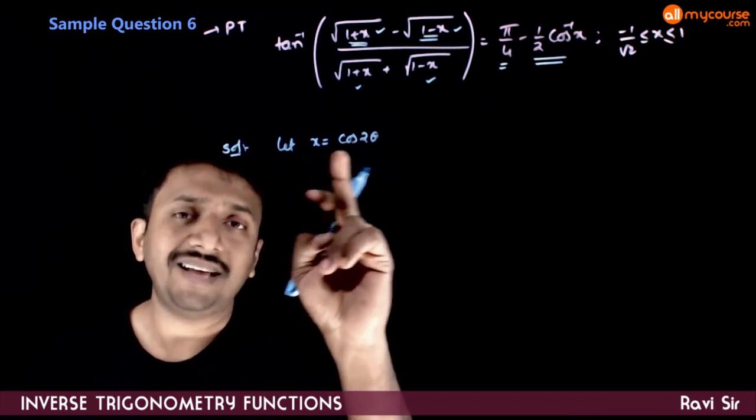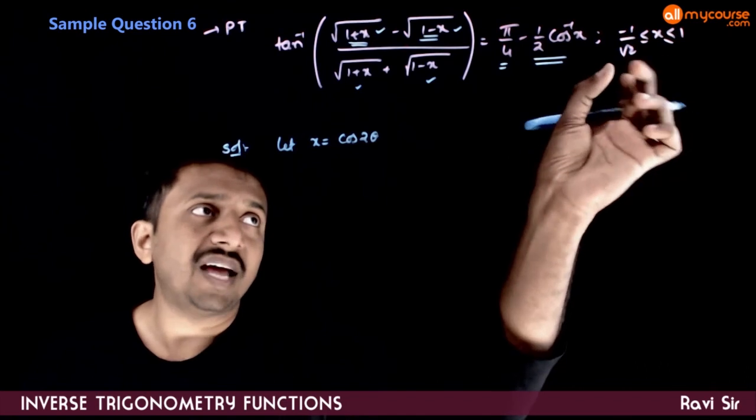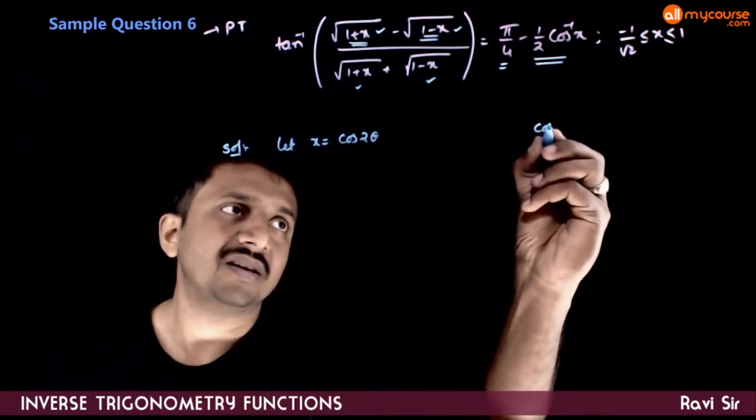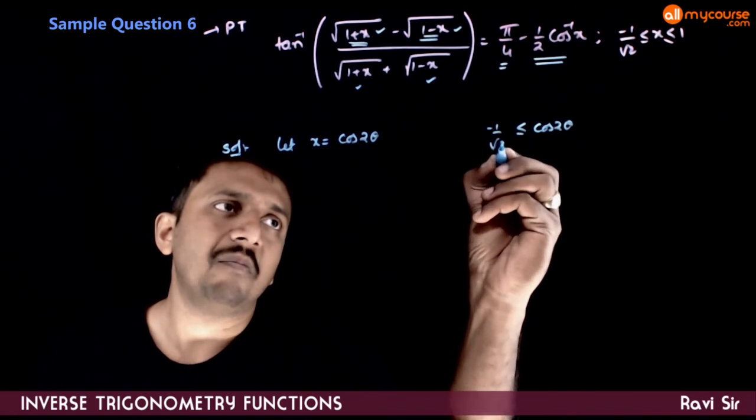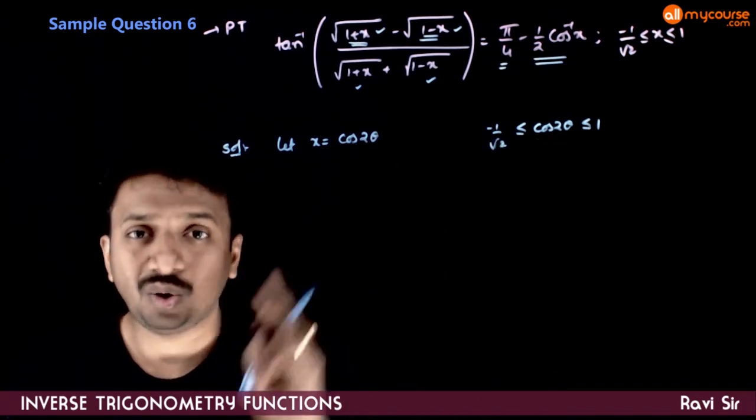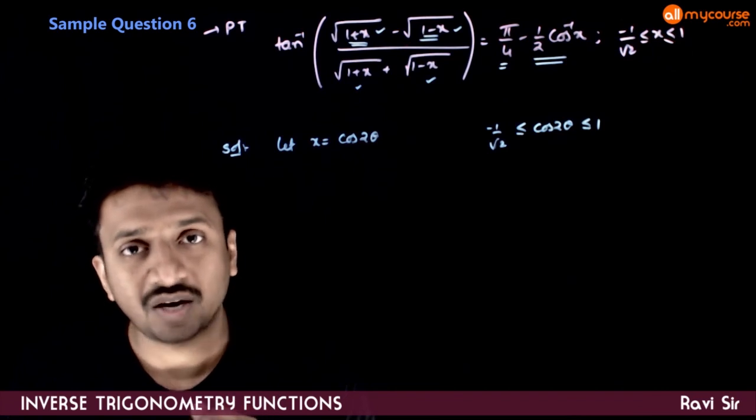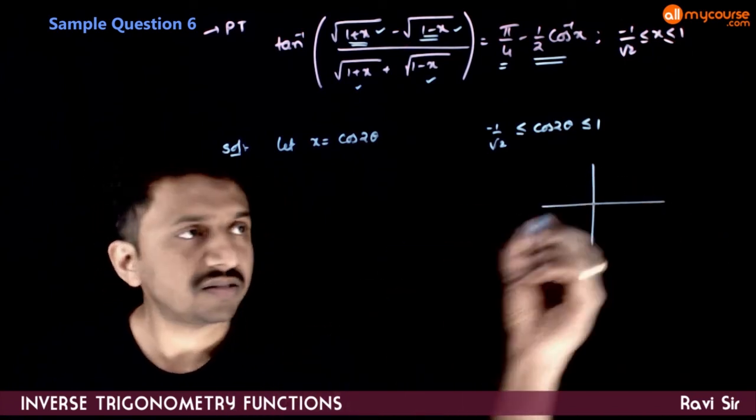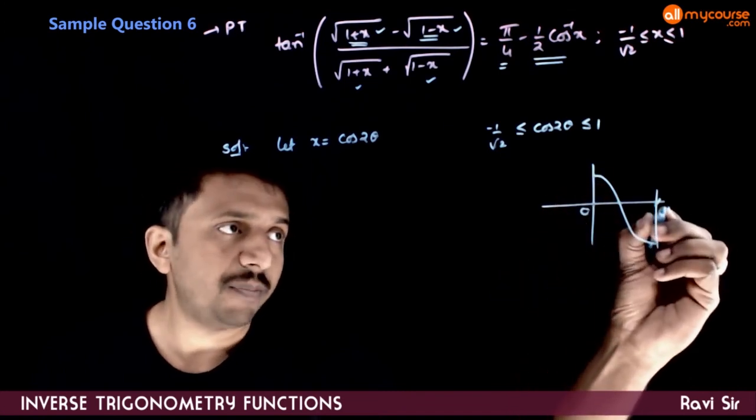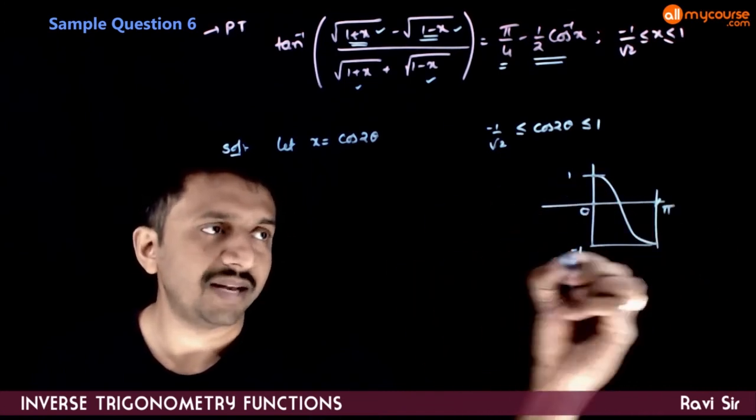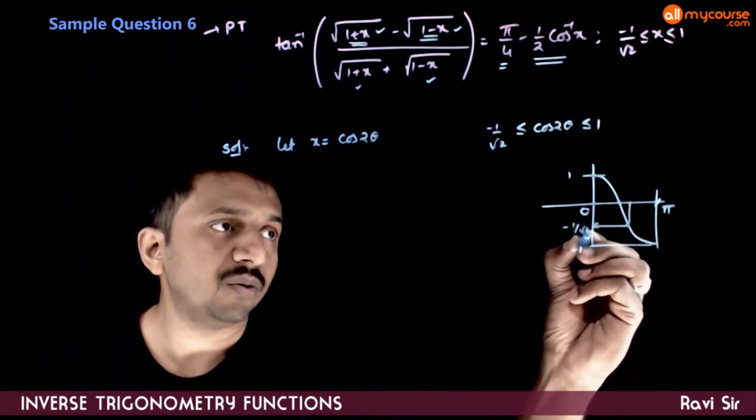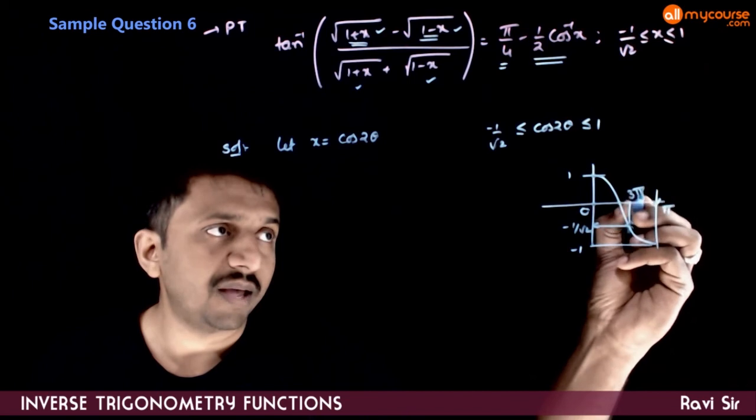Now, if x is equal to cos 2 theta, it's given that x is in between minus 1 by root 2 and plus 1. It is cos 2 theta is in between minus 1 by root 2 and 1. So for what values of 2 theta will cos be in between minus 1 by root 2 and 1? So if you look at the values of cos, between 0 and pi, the values look like this: this is 1, this is minus 1. And cos theta will be minus 1 by root 2 when x is equal to 3 pi by 4.